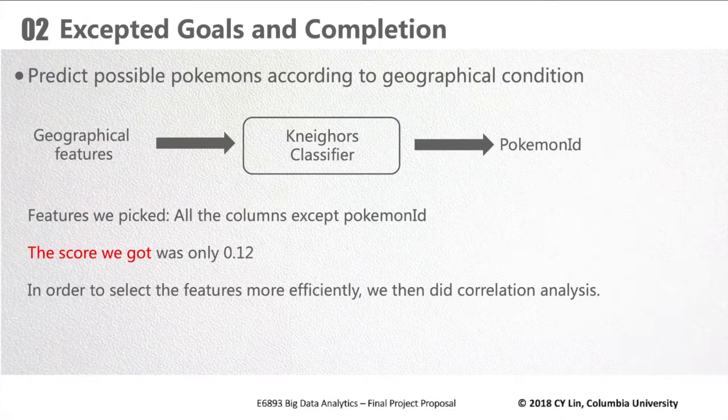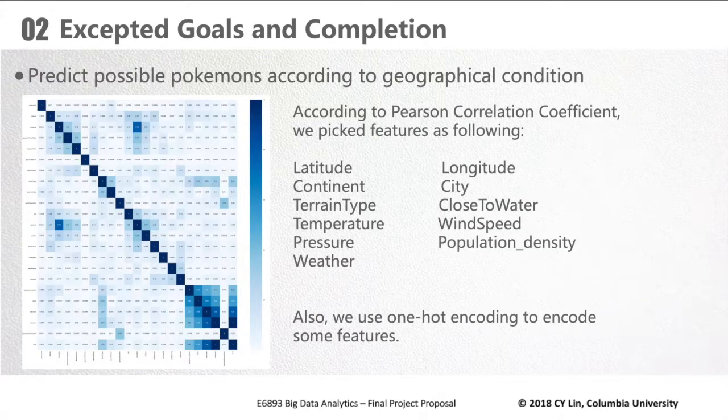Then we try to predict possible Pokemon according to geographical conditions. We first use all columns except Pokemon ID as features. No matter what kind of model we chose, we couldn't get a good training result. We then did correlation analysis to pick out more effective features. We found that these features, like latitude, longitude, and continent, have a higher correlation coefficient with Pokemon ID. Hence, we picked them as features. Also, we used one-hot encoding to encode some features.